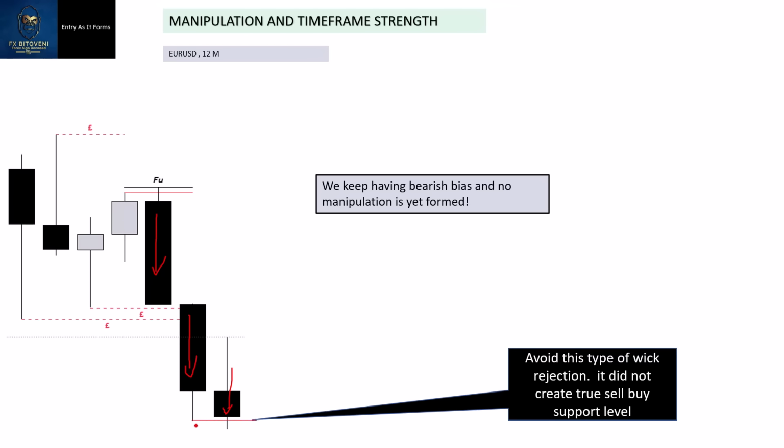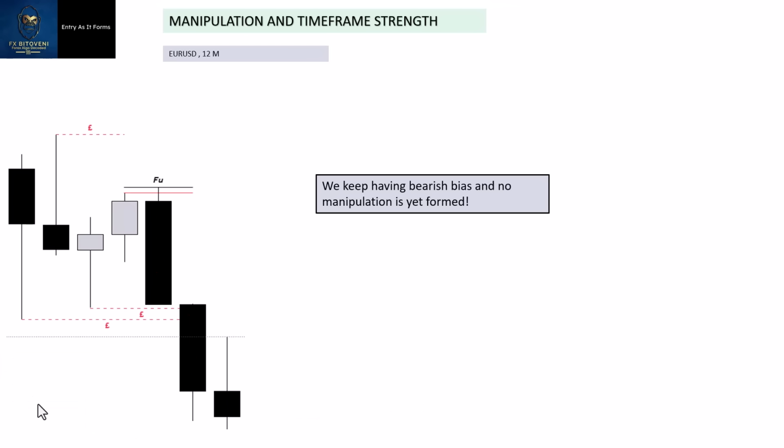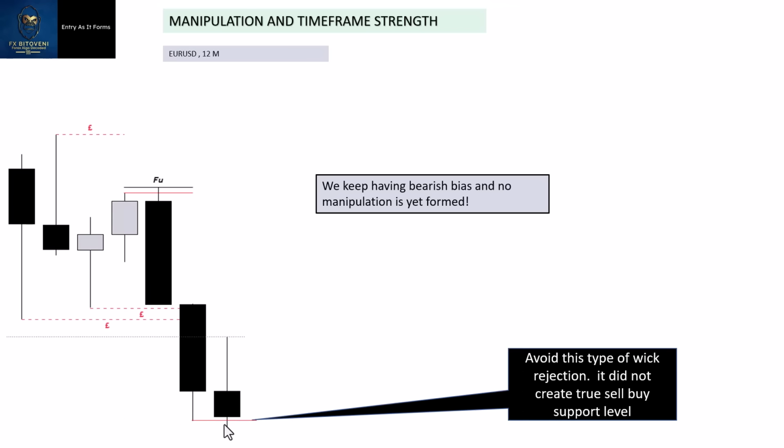Again here, pay attention to something I'm showing you. With this type of weak rejection, it did not create a true sell buy support level. What is that? True sell buy. Look at this candle. It traded lower and rejected this low. We can call it uncertainty FU, but no. Why? Because it didn't create a true sell and buy support level.